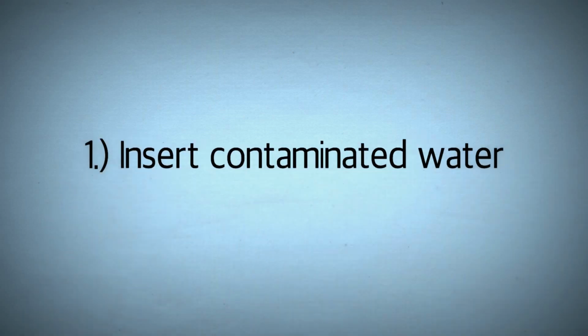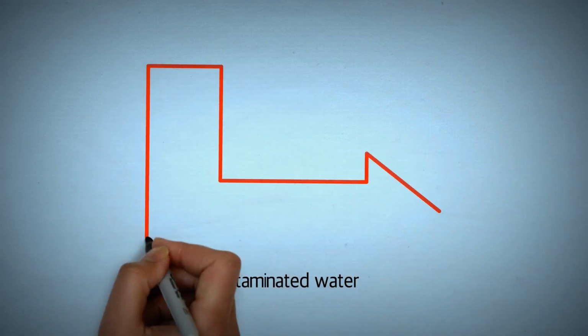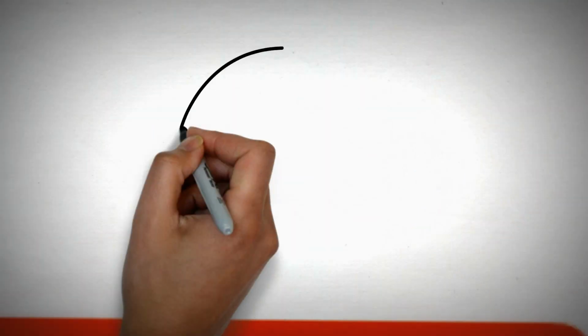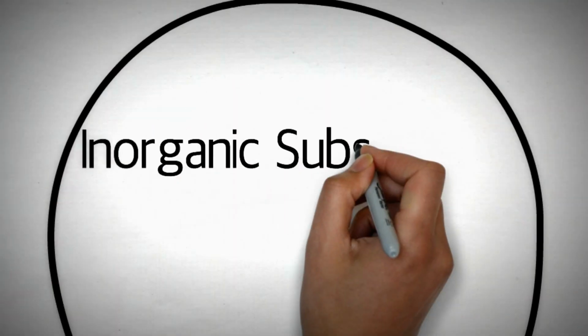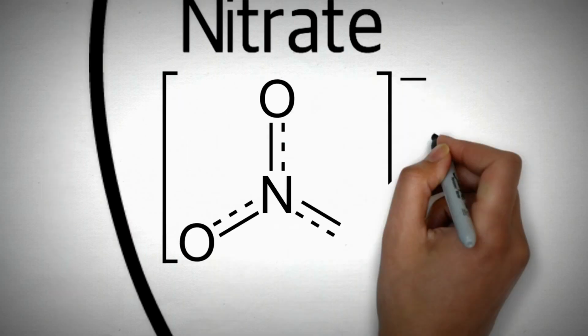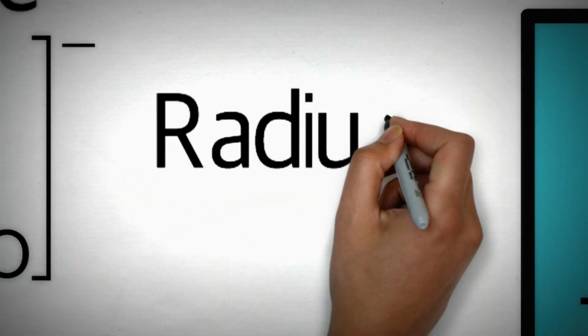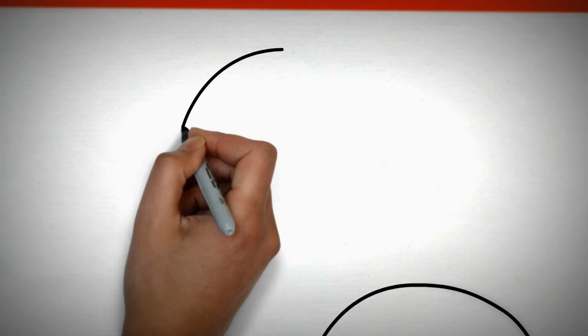Firstly, the contaminated water is inserted into the preliminary pipe. The most common contaminants dealt with are inorganic substances, usually in the forms of nitrate, arsenic, and radium, and often due to food and agriculture runoff.